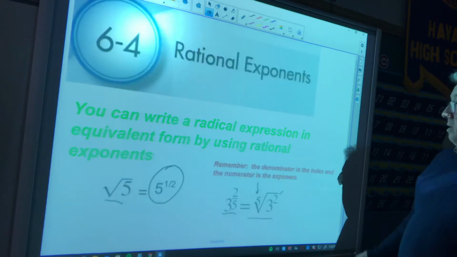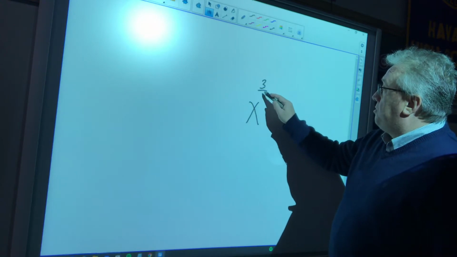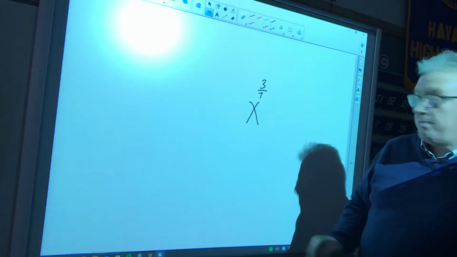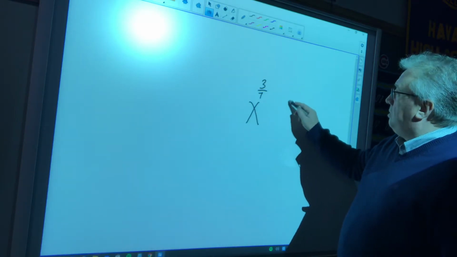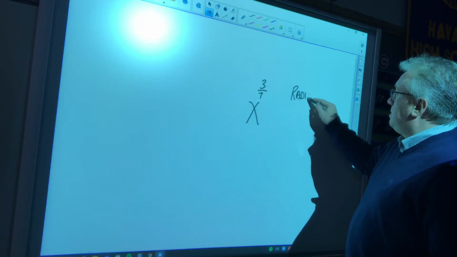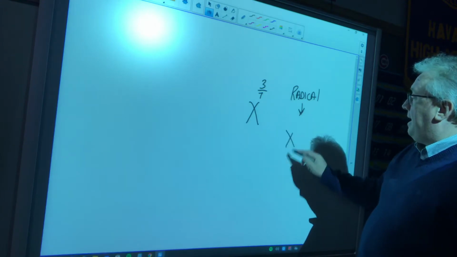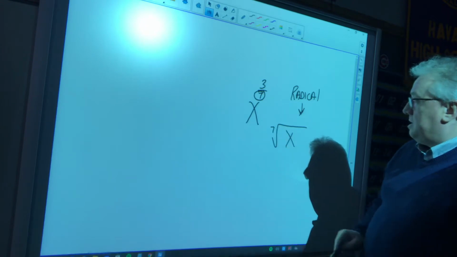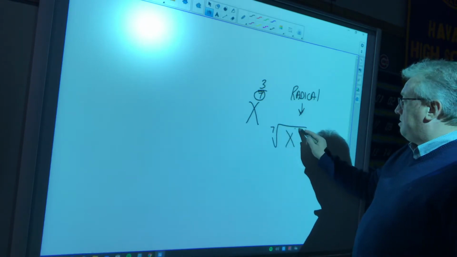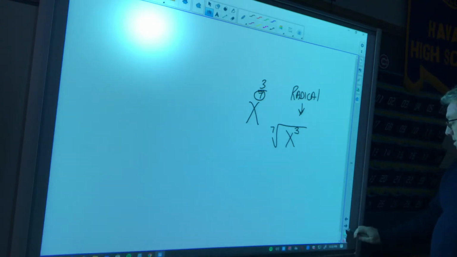All right? So, let's say I have x to the 3/7 power. That is written as an exponent. If I write it as a radical, then I have x, there's my denominator, so that's my index. So I have the 7th root of x cubed. That is always how that works. So keep that in mind as we work through these.